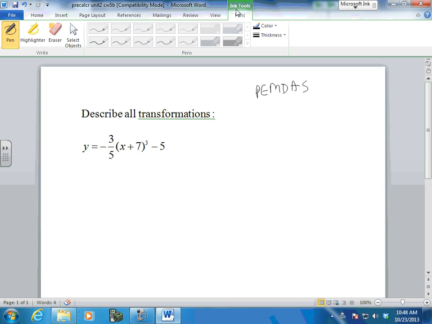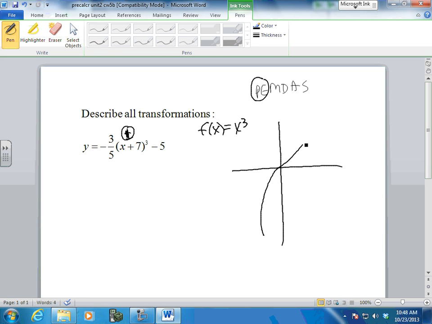So the first thing we do is parentheses, exponents. So we're going to do this one first. This is our first one we're going to do. What parent graph is this coming off of? Cubing. So we know we have a parent graph of a cube. And your cube graph goes like this.